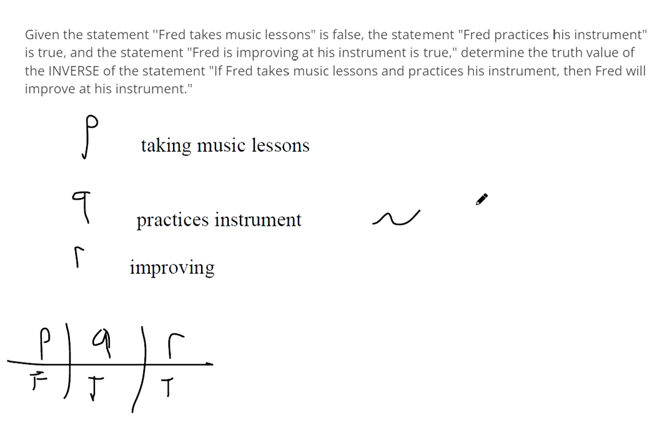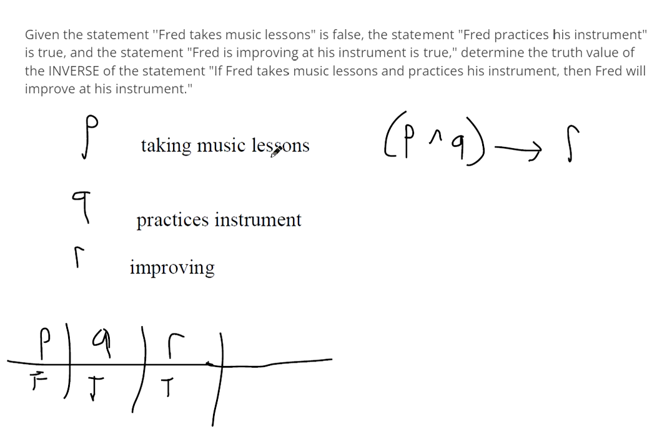Determine the truth value for the inverse of the statement. So we're going to inverse a statement. Oh, sorry, that's negation. And inverse is when, if you have P implies Q, the inverse would be that Q implies P. Okay? So let's translate the statement. If Fred takes music lessons and practices his instrument, then, we use this to symbolize the word then, Fred will improve at his instrument. That's R.